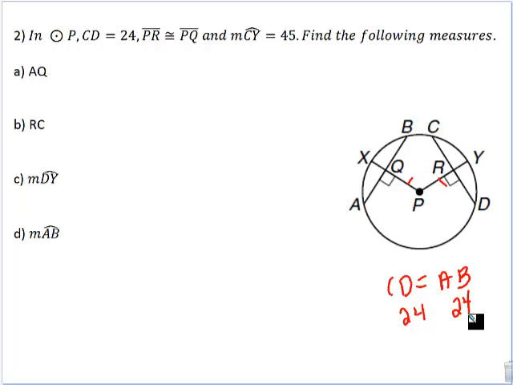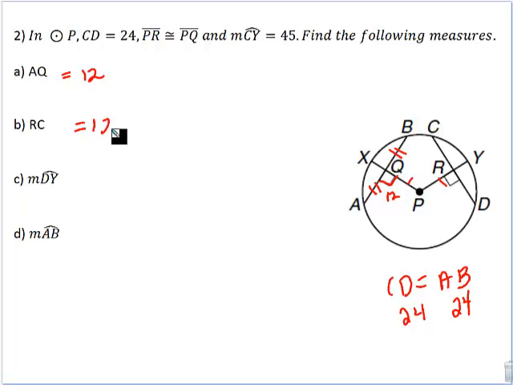Okay, so the whole AB here is 24. Now there's also this perpendicular sign. What does that make this chord? Yep, AQ and BQ are equal to each other. So from A to B is 24. What's from A to Q? 12. Yep, because it's half of 24, right? So what would RC be? 12. Good.